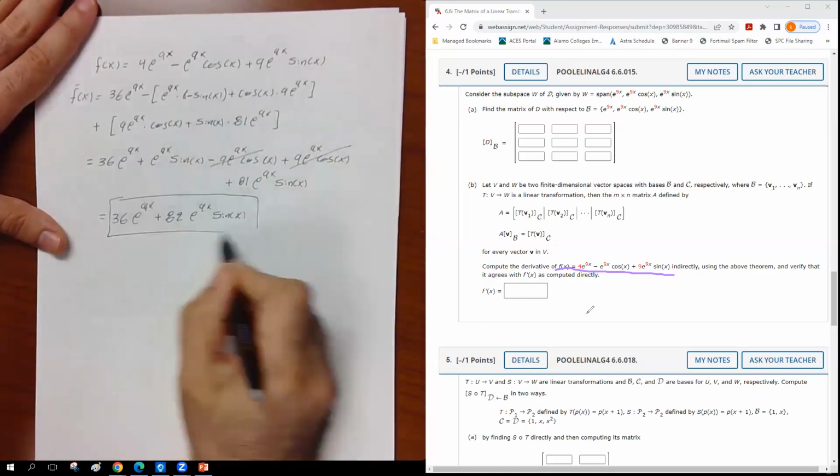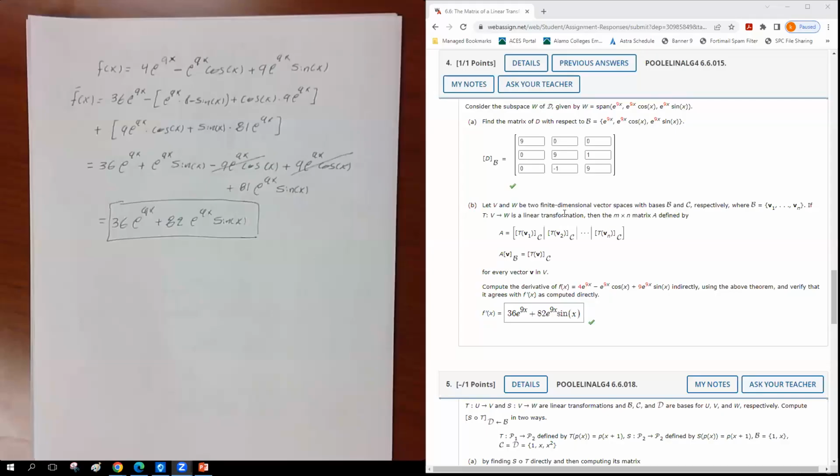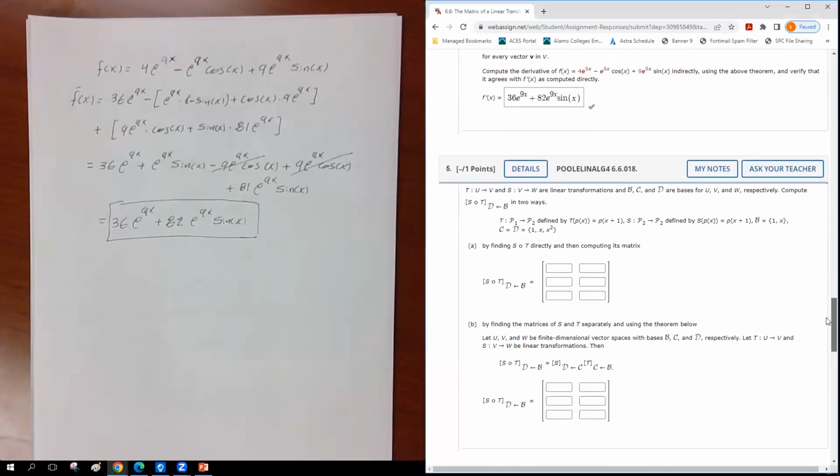This is the direct method, and the other one is the indirect method. Let's check our solutions. You got it right. This is for number 4. Let's jump to number 5.